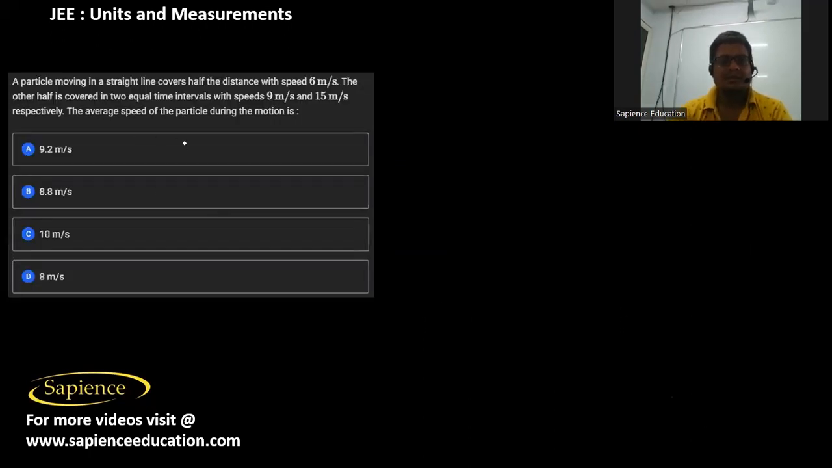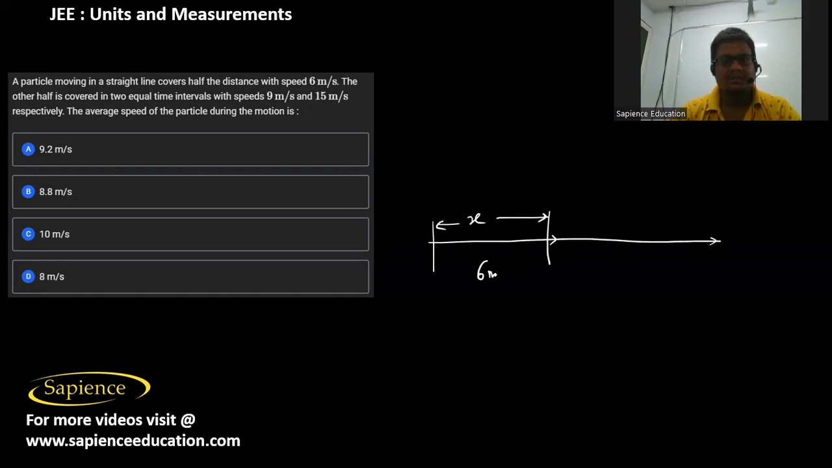And here it is told a particle moving in a straight line covers half the distance with speed 6 meter per second. The other half is covered in two equal time intervals with speeds 9 meter per second. So a particle is moving in a straight line. It covers half the distance. Let's say it covers the length x with a speed of 6 meter per second.